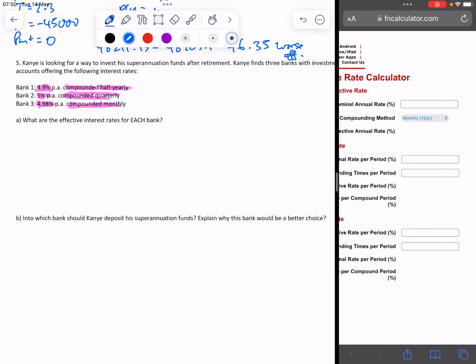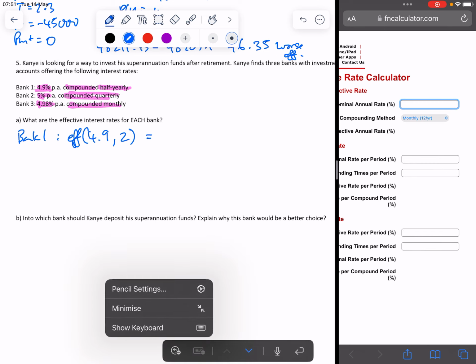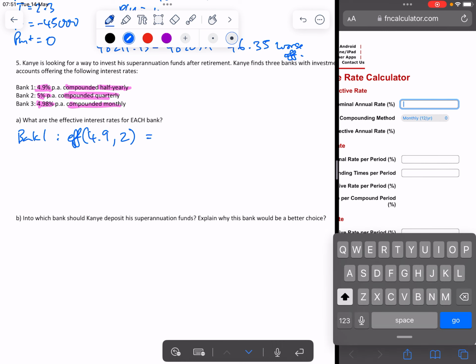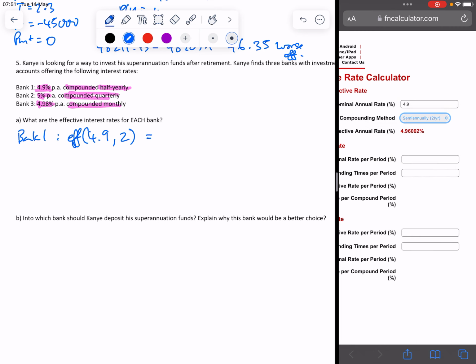Bank 1, what do we enter? We enter into the effective rate calculator the nominal rate and how many times it compounds per year. It's 4.9 and it's happening half yearly, so twice a year. So the effective rate is 4.96% to 2 decimal points.